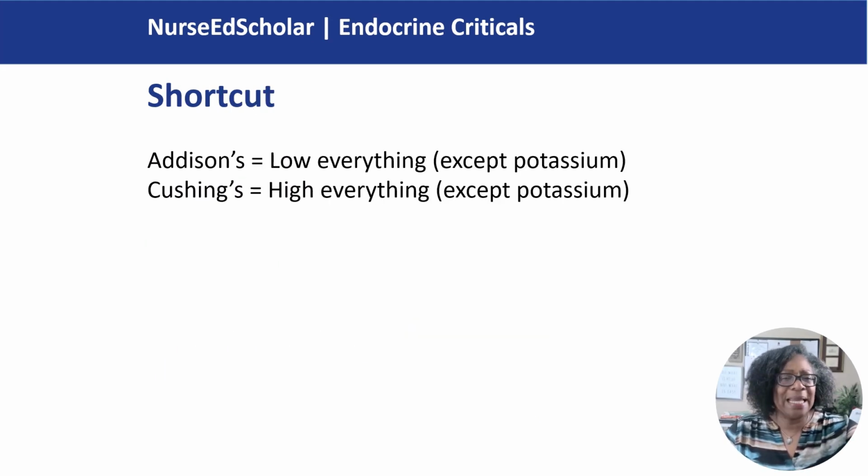Now, I like to repeat a lot. So remember, Addison's, when you talk about labs, everything is low except the potassium. With Cushing's disease, everything is high except the potassium. This pattern may show up on your exam, so try to remember it. Addison's, everything is low except the potassium. Cushing's disease, everything is high except the potassium.